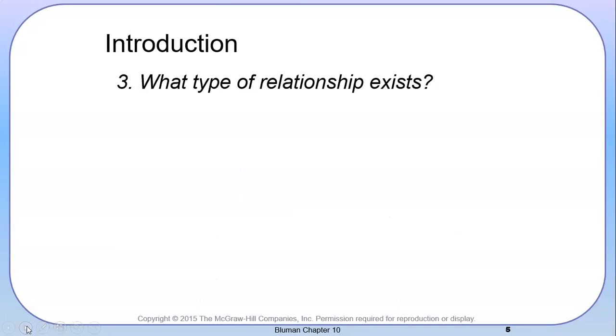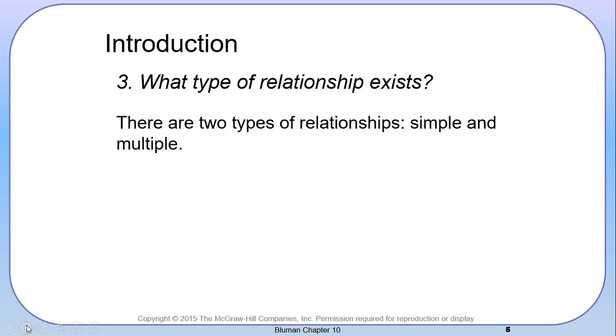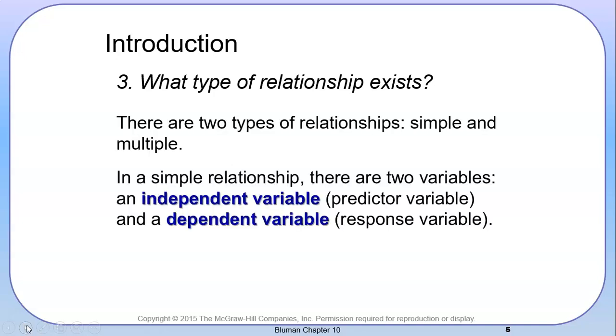Okay, what types of relationships exist? There are two types of relationships, simple and multiple. But what we look at is only the simple one, because we only look at two variables, two numerical variables.